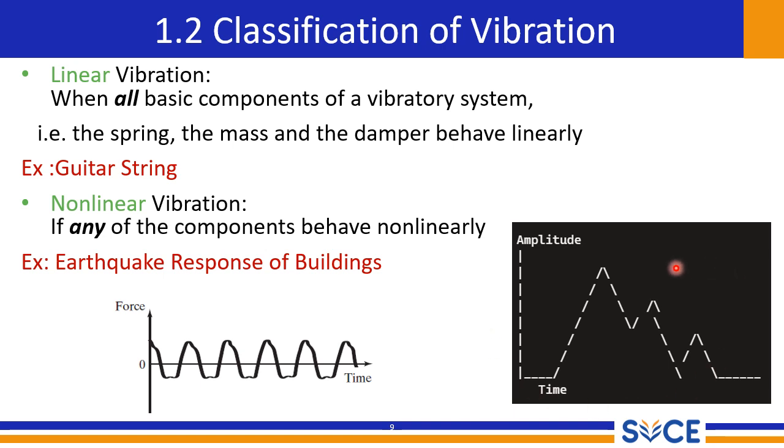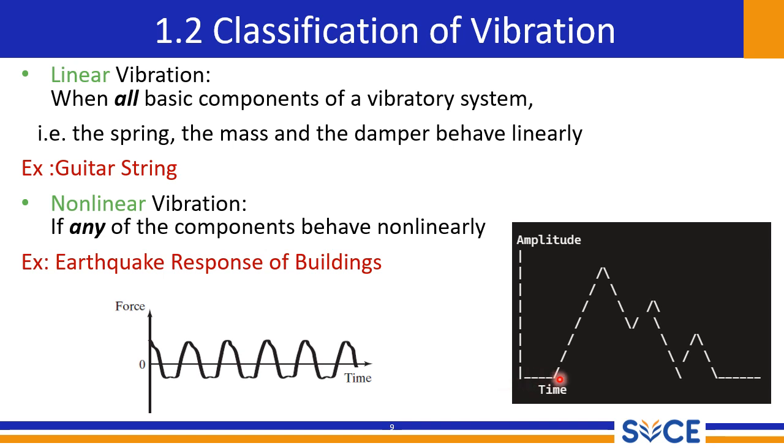During an earthquake, the forces acting on the building don't have a simple direct relationship with the resulting displacements. Materials and structural elements exhibit complex interactions that result in nonlinear behavior. Amplitude variation with respect to time is shown in this graph. When an earthquake strikes, the building experiences oscillations with varying amplitude over time.